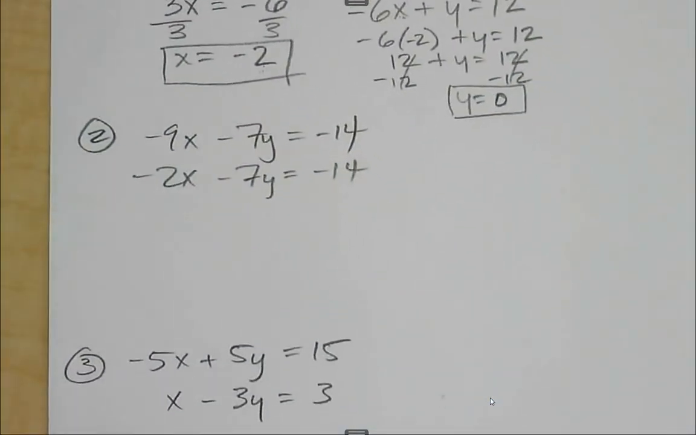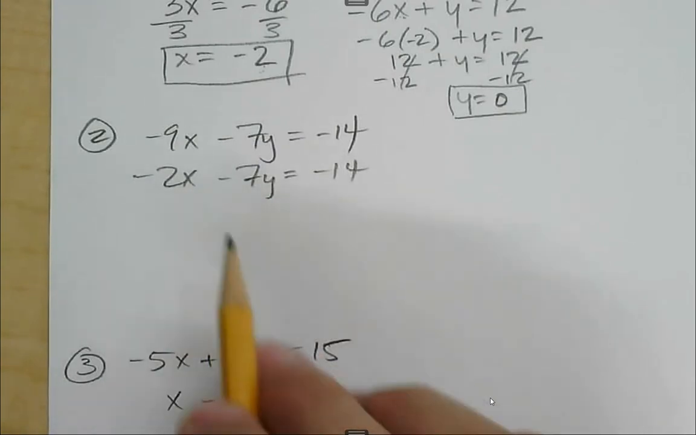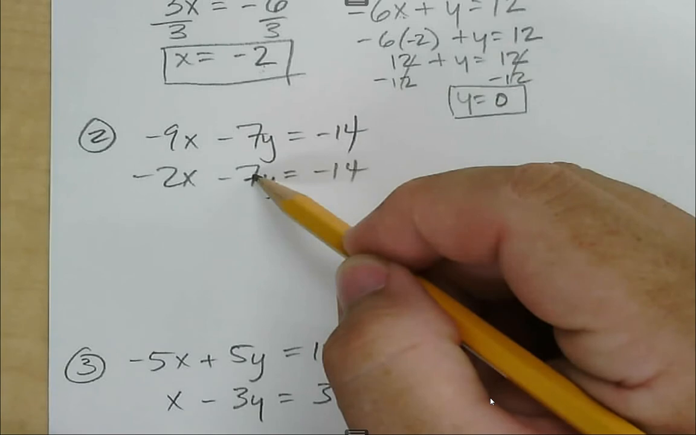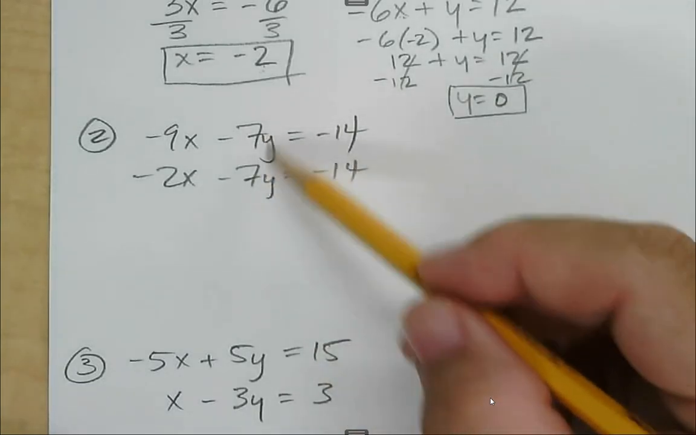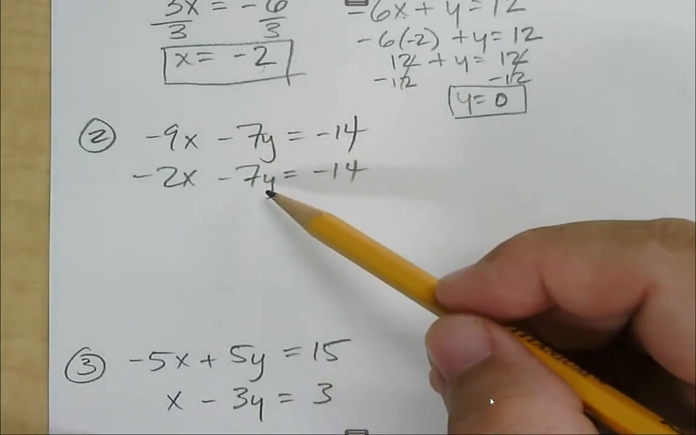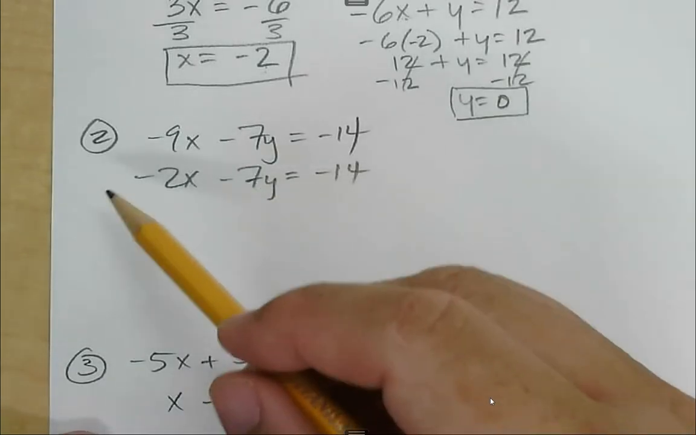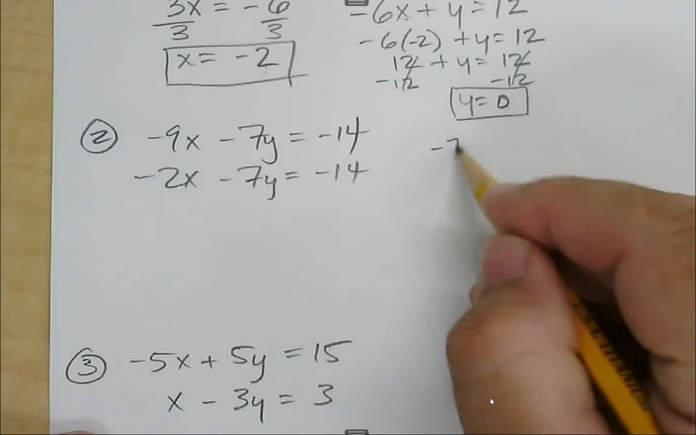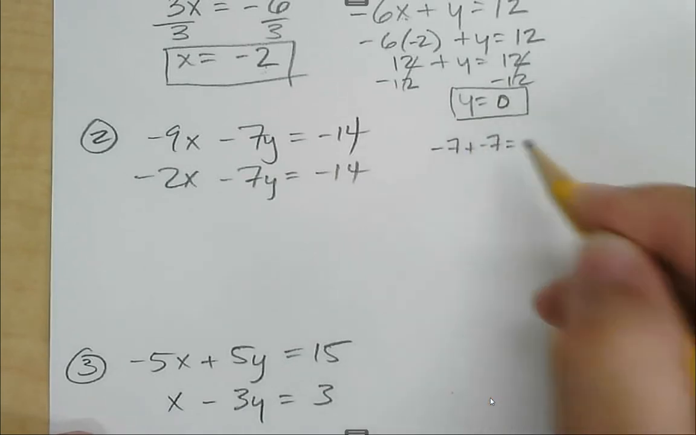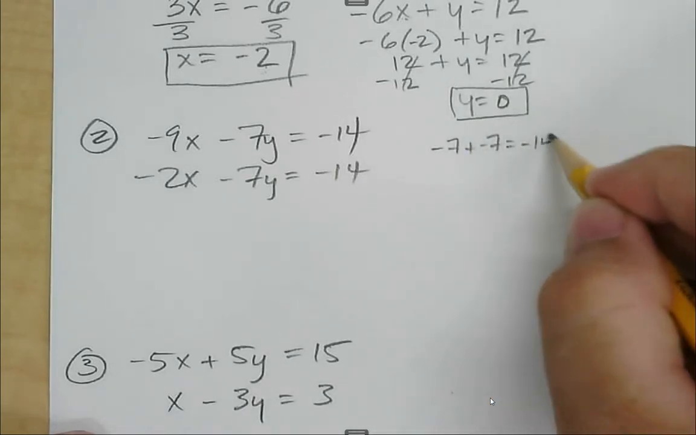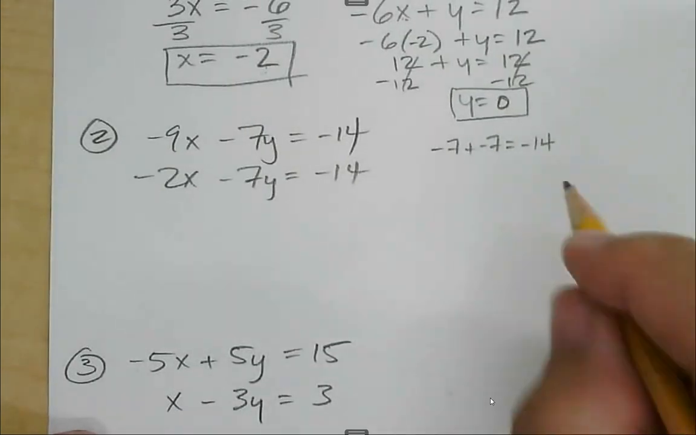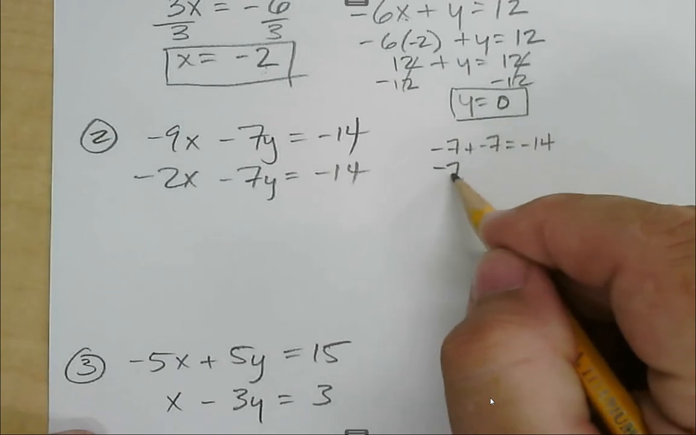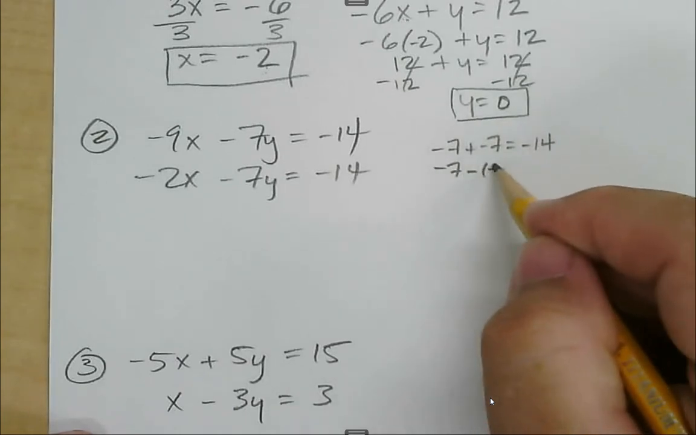The second case, again, I'm still in standard form and I'm looking for common coefficients. Well, right away, I see common coefficients right here. I see -7 in front of both of these y's. So then my question is this: do I need to subtract or do I need to add? Well, if I add -7 plus -7, that's going to equal -14. Well, that's not what I need. I'm trying to eliminate, so I'm trying to make that equal 0. What if I take -7 minus a -7?